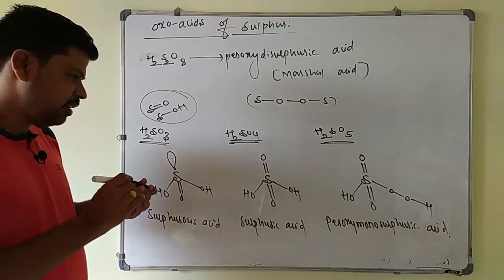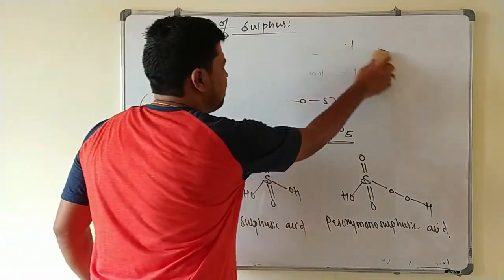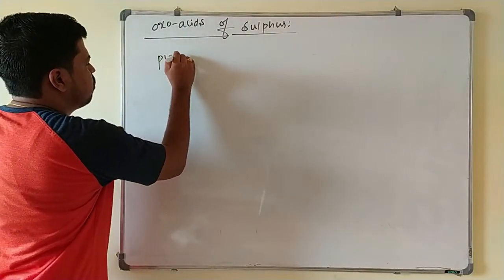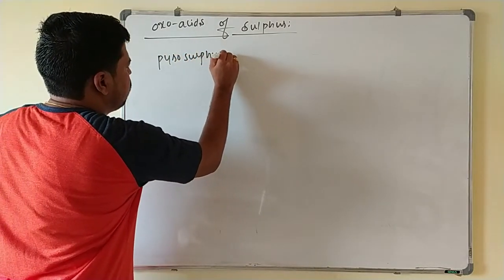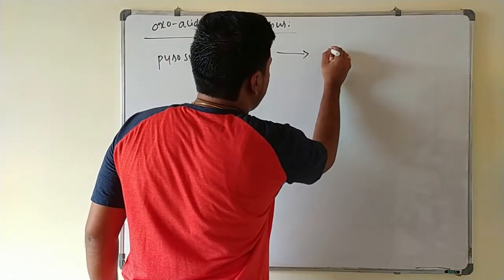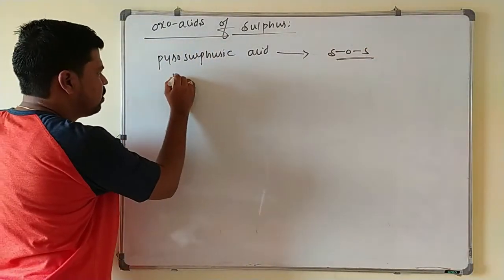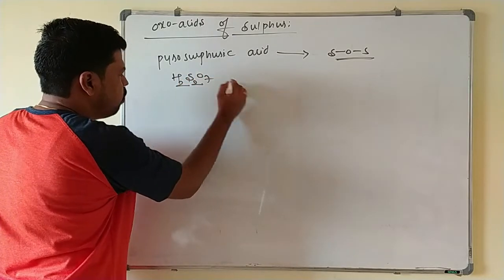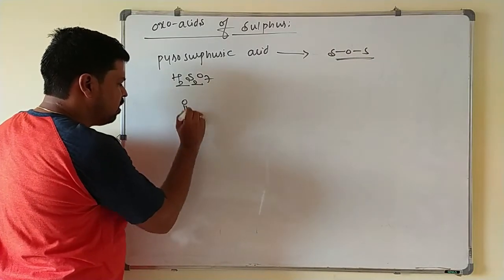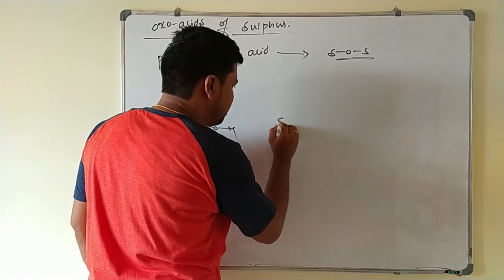Okay, next one I will write pyrosulfuric acid and peroxy disulfuric acid. First one we will write pyrosulfuric acid. Always keep in mind, pyro means it has an SOS linkage. So in order to write the pyrosulfuric acid structure, first write the formula H2S2O7. The simple hint to write the structure of pyrosulfuric acid is to write 2 moles of H2SO4 like this.